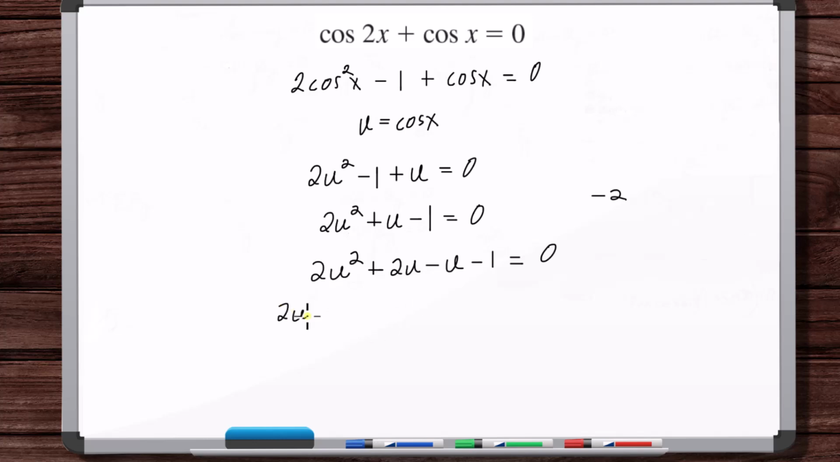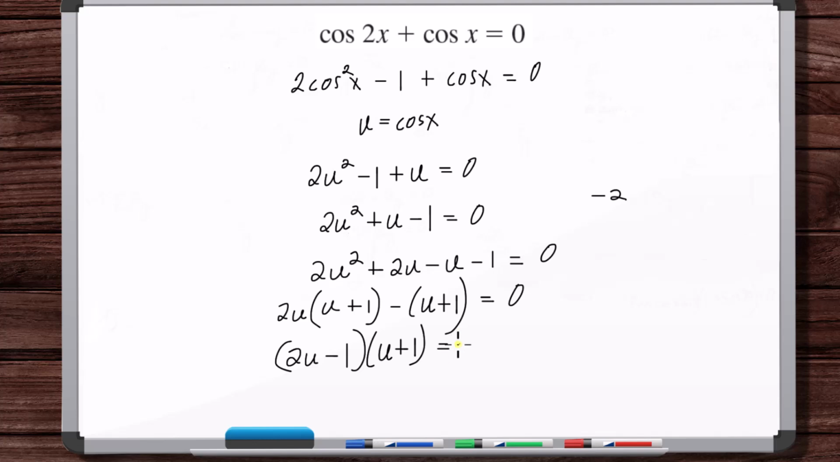So factor out a 2u over here. We're doing grouping. If you don't know what I'm doing here, we learned this in the algebra playlist. Plus 1, then factor a minus 1 here. So now we can factor out a u plus 1. Okay, so we've got u is equal to 1/2 and u is equal to minus 1.